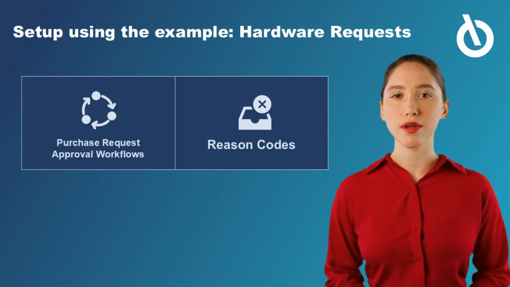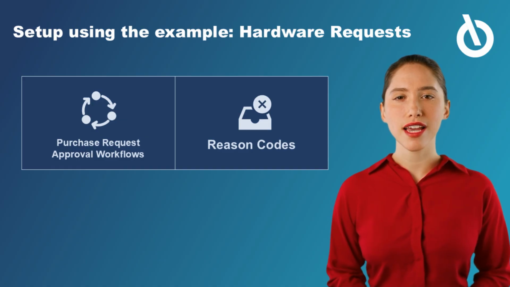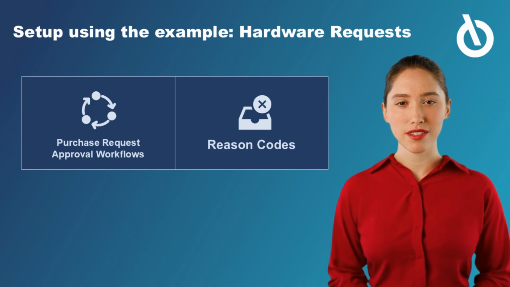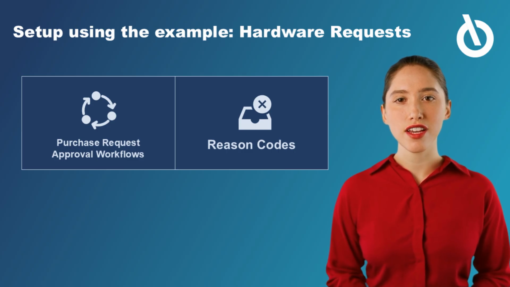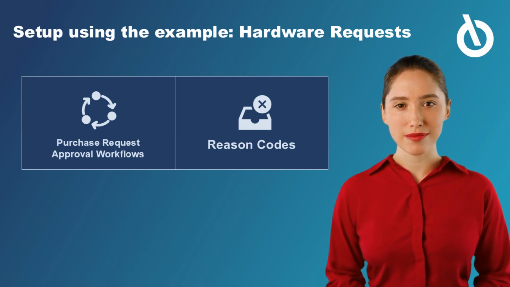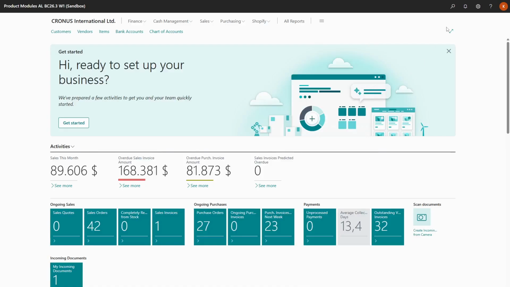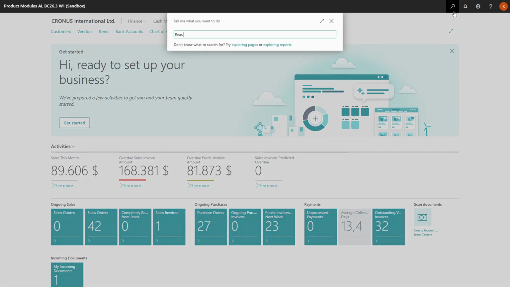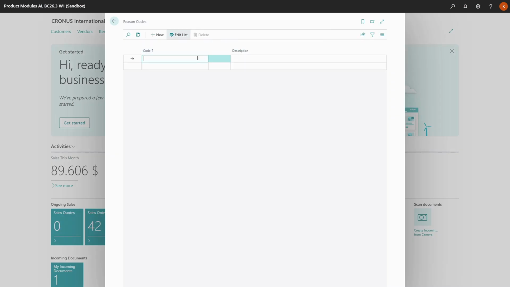After we have created a purchase request approval workflow, it is necessary to define reason codes. These codes are intended to document the reason for a rejection later within the purchase request. To set up these reasons, we open the reason codes list via the Tell Me function and create these by entering a code and a description. In our example, we create a few for incorrect information, incomplete information, and unauthorized requests.